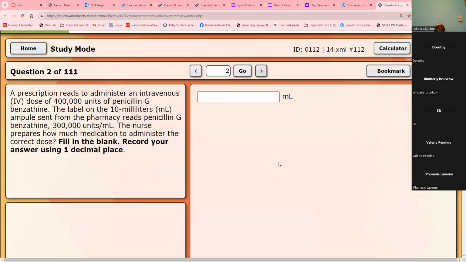Okay, how about this one? Now, when you do this one, I want you to remember the steps I tell you. Read the question from the bottom, because that's going to tell you how to set up the formula.